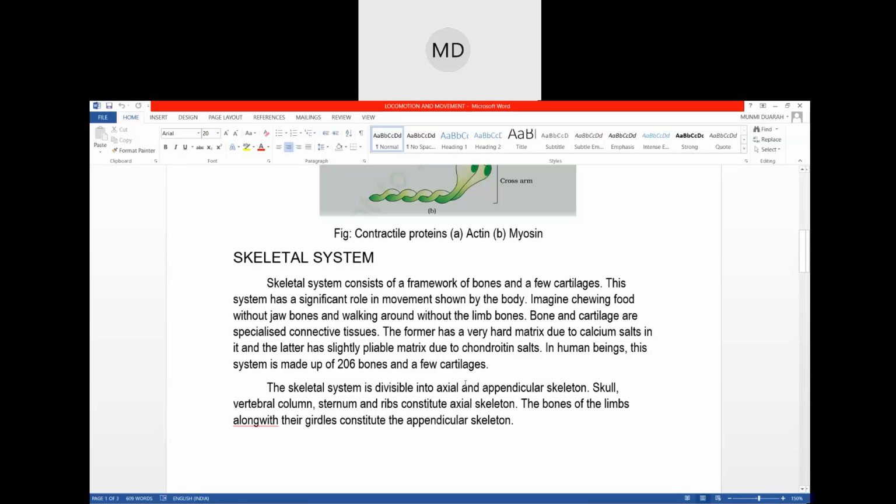Okay, and there are cartilages. I have already discussed what cartilages are while discussing blood, right? Cartilage is a connective tissue. Bone is also a connective tissue. Blood is a connective tissue, right? Blood is a liquid connective tissue.